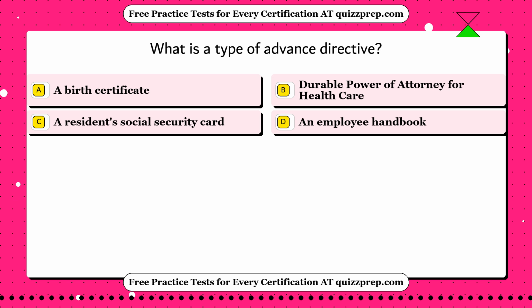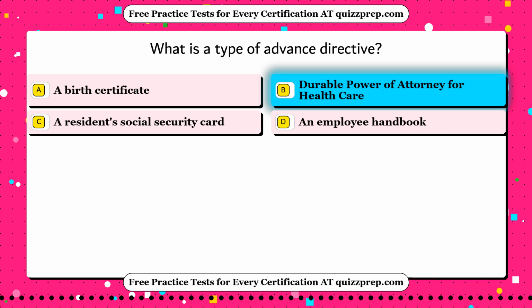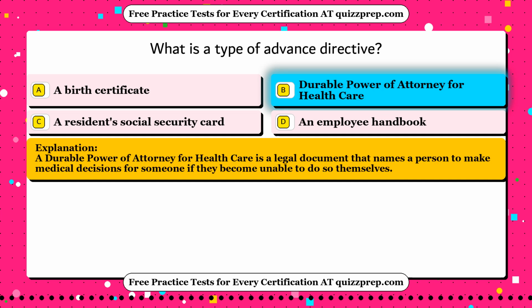Question 36. What is a type of advance directive? Option A, a birth certificate. Option B, durable power of attorney for healthcare. Option C, a resident's social security card. Option D, an employee handbook. The correct answer is option B, durable power of attorney for healthcare. A durable power of attorney for healthcare is a legal document that names a person to make medical decisions for someone if they become unable to do so themselves.